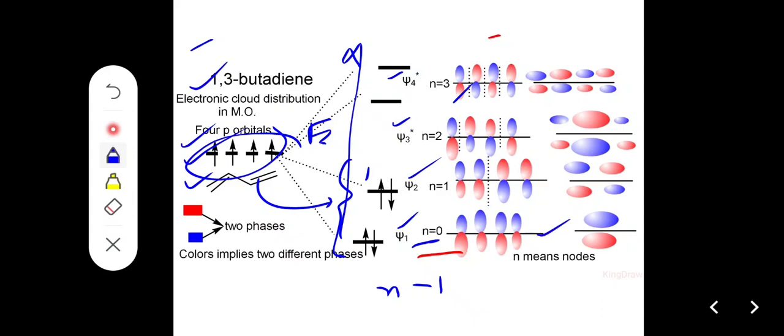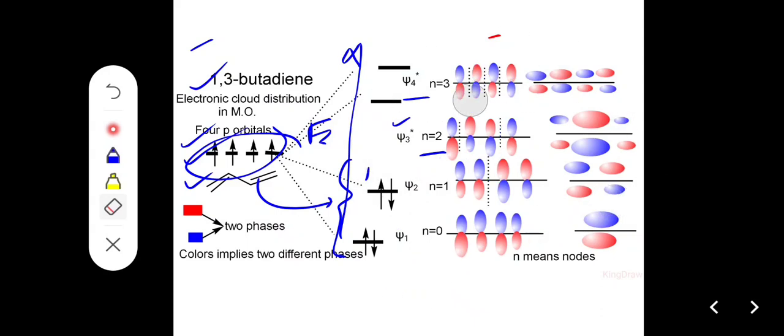And here that is energy state 2, so we get 2 minus 1, 1 node. So there should be 1 node only. Energy state 3, that is n equal to 2, so we get 2 nodes only. And that is energy state 4, that is we get 3 nodes only. Okay, that should be clear.